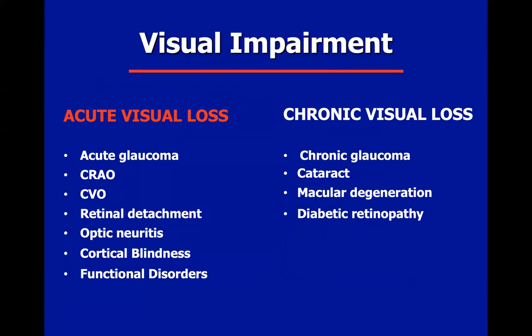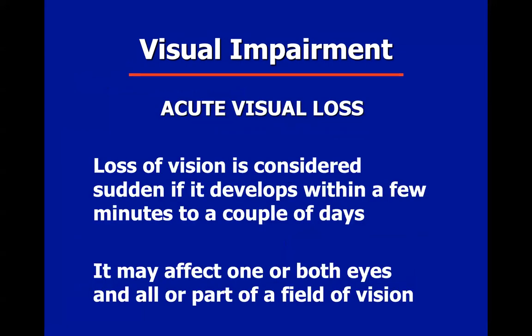So we're going to be talking about visual impairment. We're going to be talking about acute visual loss. I'm going to be covering acute glaucoma, central retinal artery occlusion, central retinal vein occlusion. I've missed the R here, my apologies. Retinal detachment, optic neuritis, cortical blindness, and functional disorders. And then we're going to be talking about chronic visual loss later. So let's concentrate now on the acute visual loss.